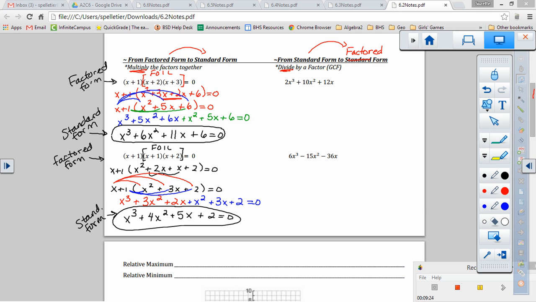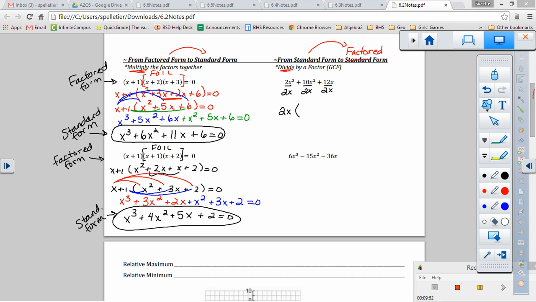Okay? Then we have to look at the other side of the page, which is standard form to factored form. So now instead of multiplying, we're dividing. So we're going to look at each term. We're going to decide, what can I divide out of these three terms evenly? So this is greatest common factor. And the answer is going to be 2x is what I can divide out evenly. So place your 2x out into the front. And then explain or put into parentheses what is left.